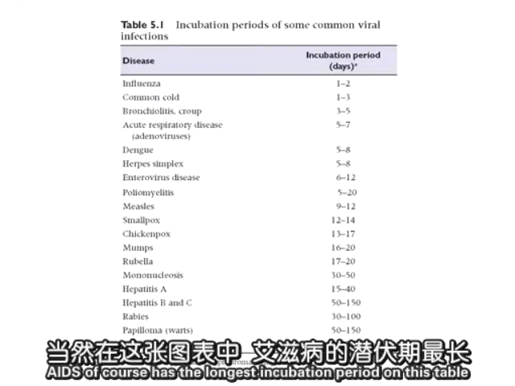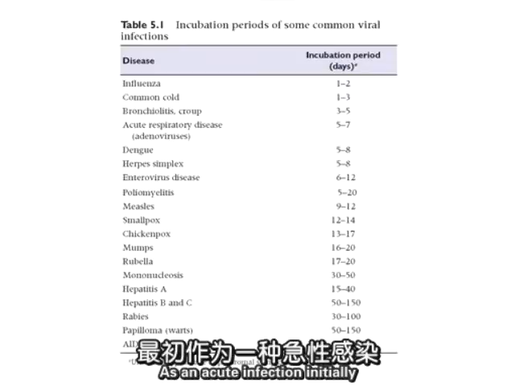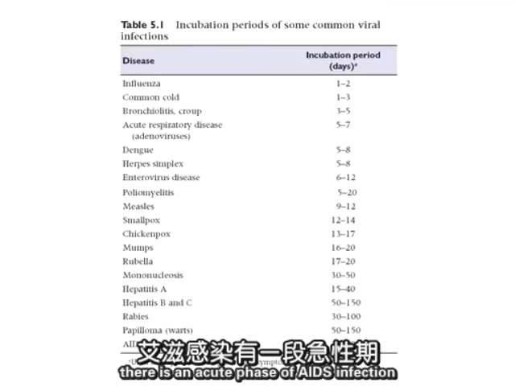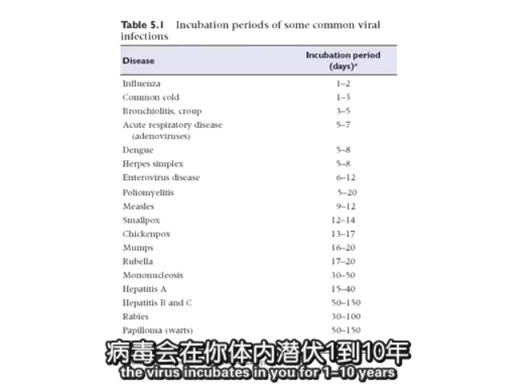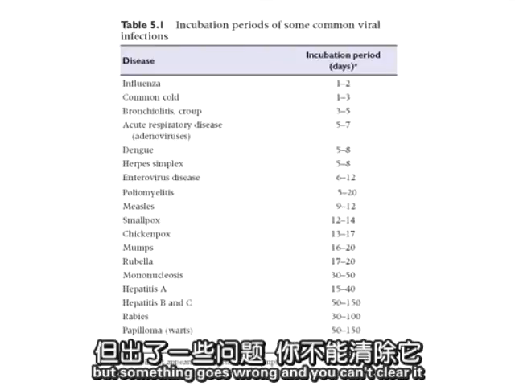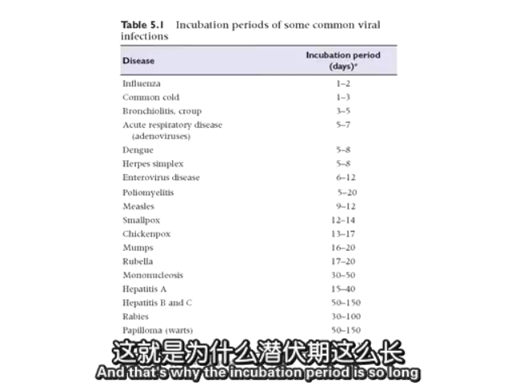AIDS, of course, has the longest incubation period on this table, 1 to 10 years. And you could look at AIDS, and we'll talk about AIDS on Wednesday, as an acute infection. Initially, there is an acute phase of AIDS infection when you have very typical symptoms, and then the symptoms go away and the virus incubates in you for 1 to 10 years. So you have an acute infection, but something goes wrong and you can't clear it, and it becomes a persistent infection. And that's why the incubation period is so long.